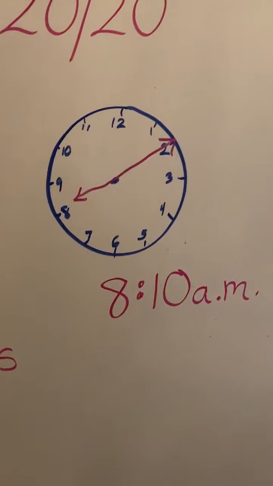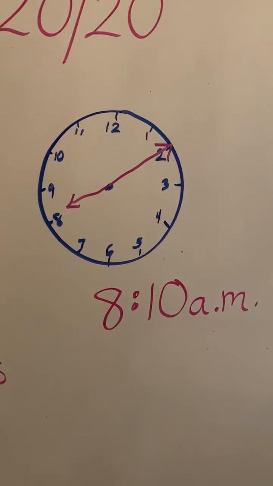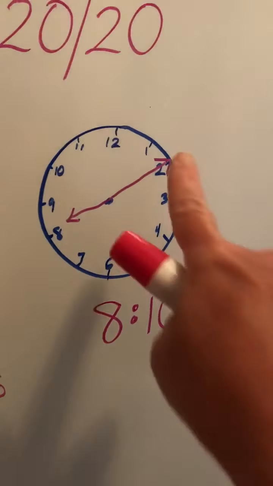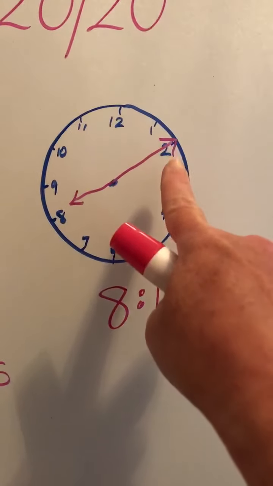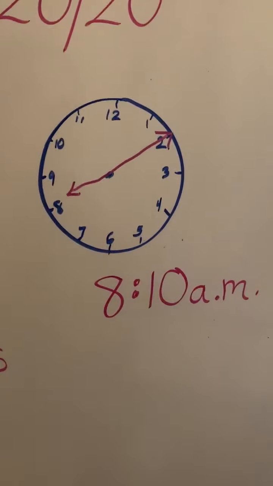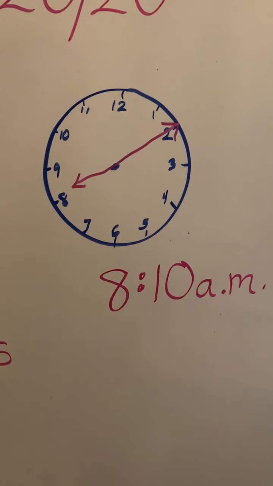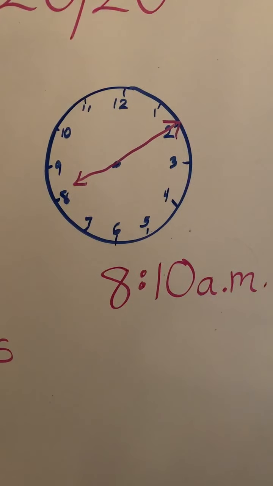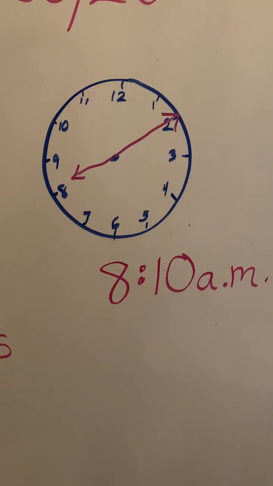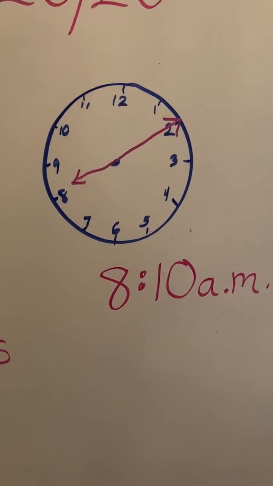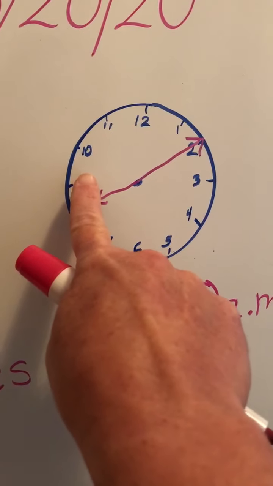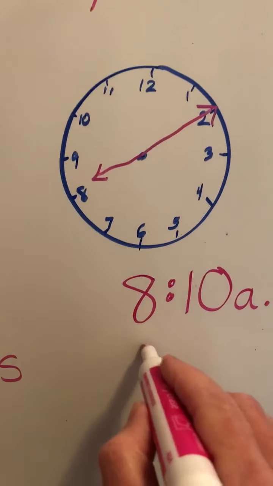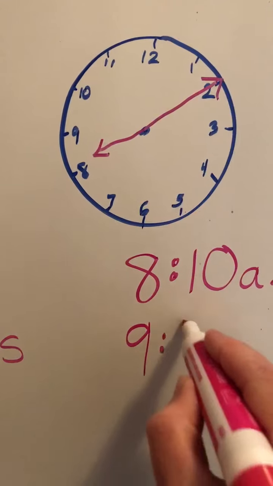Now I have another question for you. What if an hour passed? If the clock went all the way around, one full time back to the 2, what time would it be? If the clock went forward an hour, what time would it be? I hope you're saying 9:10, right? Because the hour would then go to the 9, and it would be 9:10 AM.